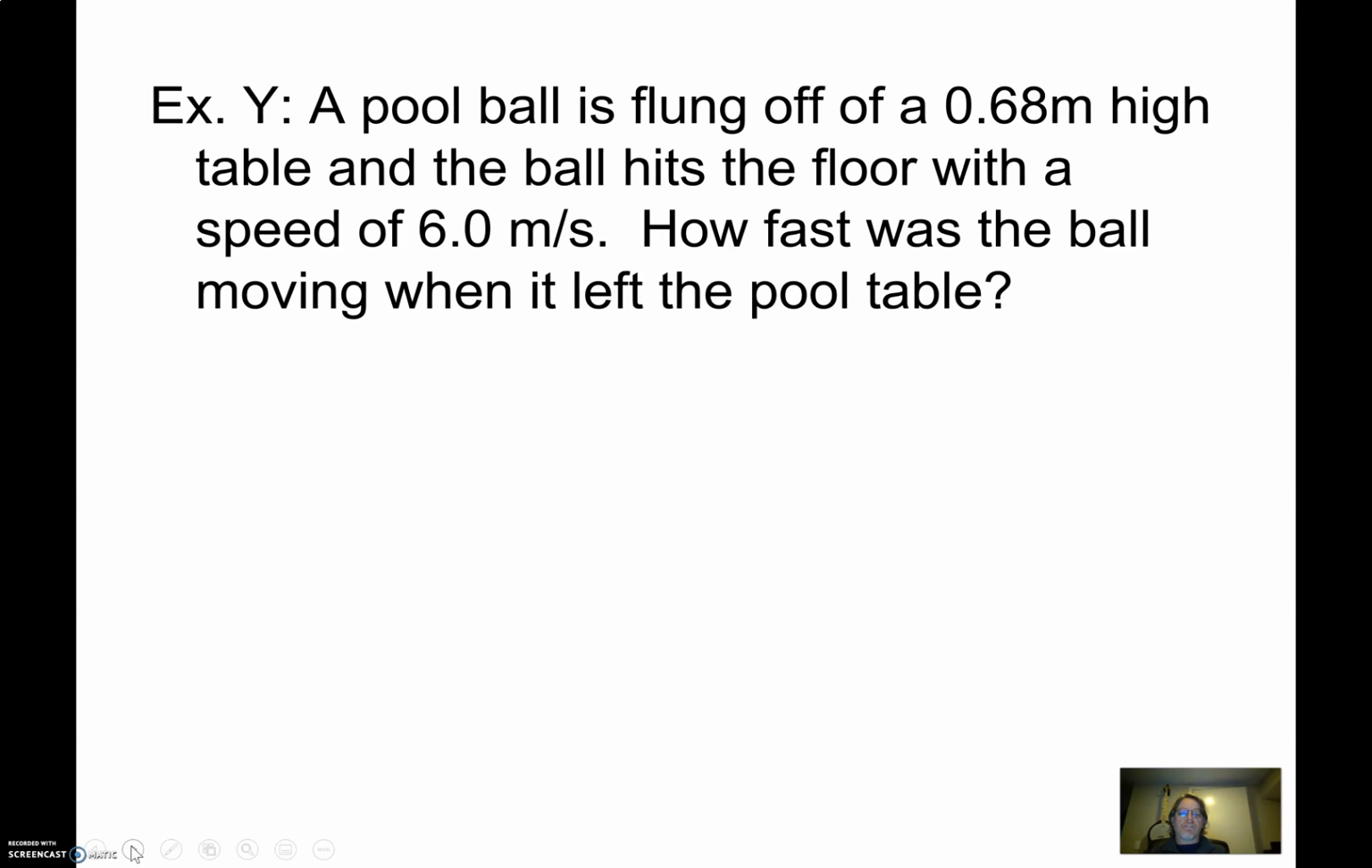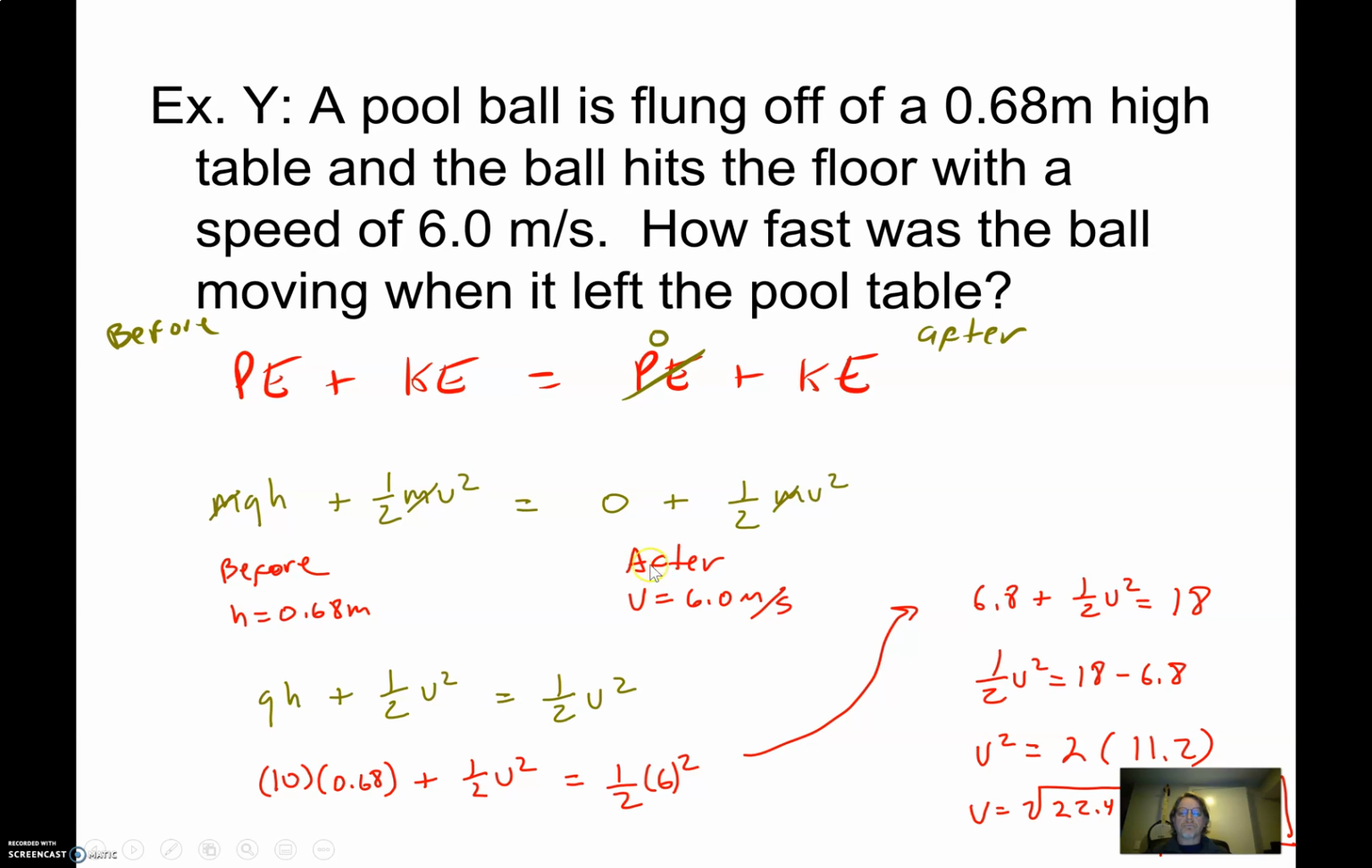Alrighty, so we have about a minute and a half to do this problem, and maybe one more, then we'll have to switch to our second video. So here a pool ball is flung off the table this high, and the ball hits the floor at a speed of 6. So somehow they knew it was going 6 when it hit the floor. How fast did it leave the pool table? Well, you set it up just like we talked about. You've got your potential energy at the top, you got your kinetic energy at the top, you got no potential at the bottom, because that's your 0 height, but you do have some kinetic energy, and that's going 6. So 6 goes in for that. The height goes in for the 0.68.